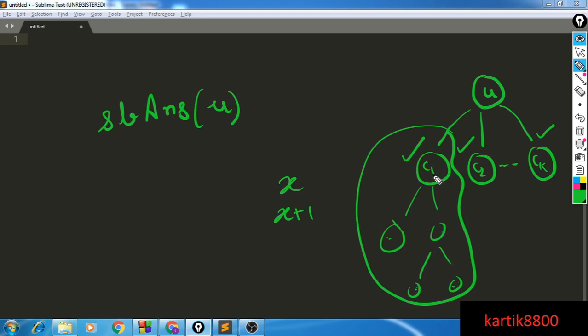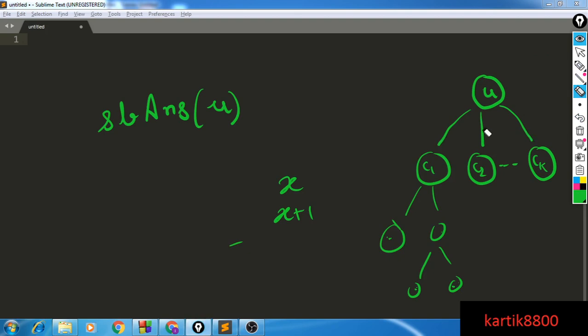For this, I would also need to note the number of nodes in this particular subtree. So let's say that the number of nodes in the subtree rooted at node C1 is nodes C1. So with this much intuition, I'll be writing the recurrence, although I recommend you guys to pause and write it on your own.